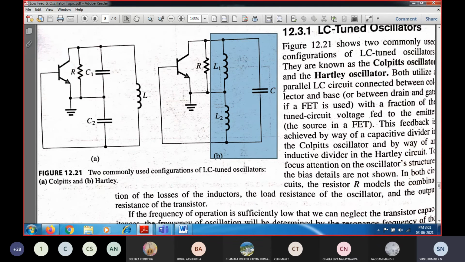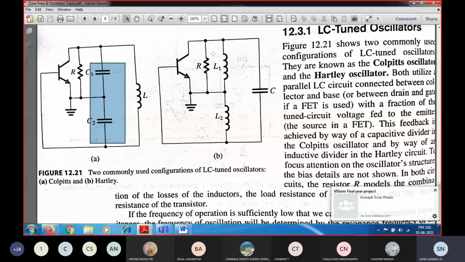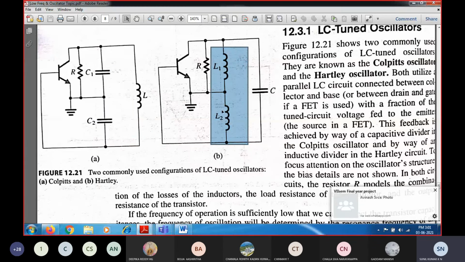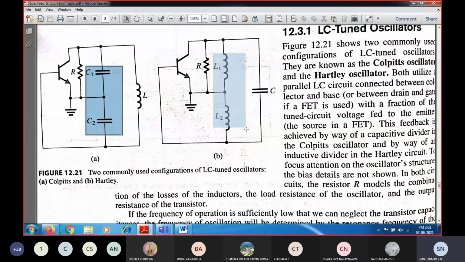So this feedback is achieved by the capacitor divider in the case of the Colpitts oscillator, and the inductor divider in the case of the Hartley oscillator. This is nothing but the feedback voltage that is going to be applied to the transistor. So capacitor divider in the case of Colpitts, and inductor divider in the case of Hartley oscillator.